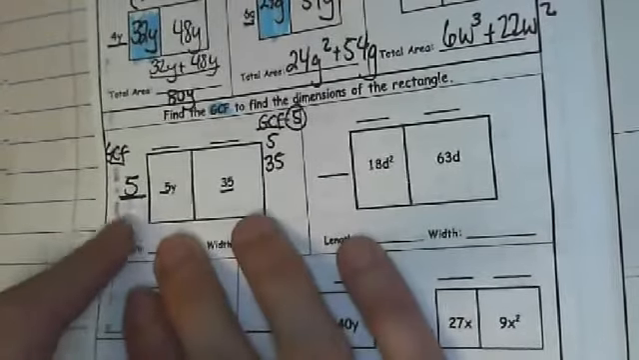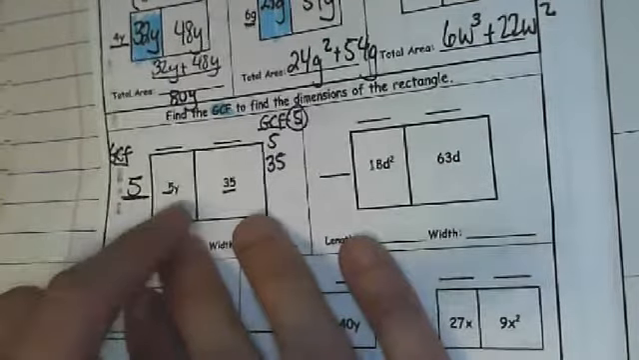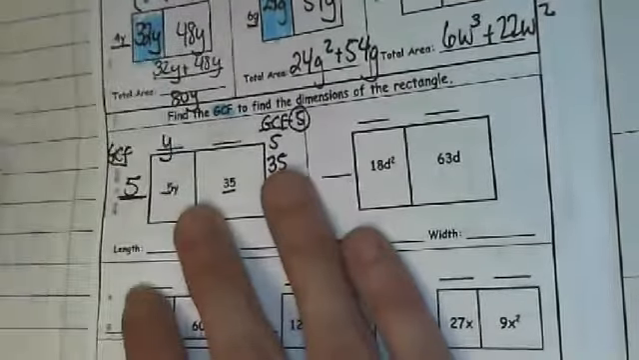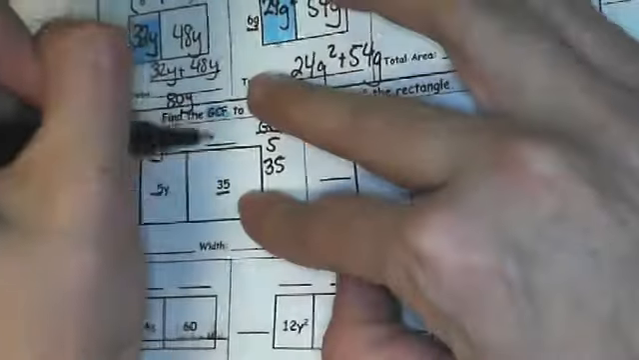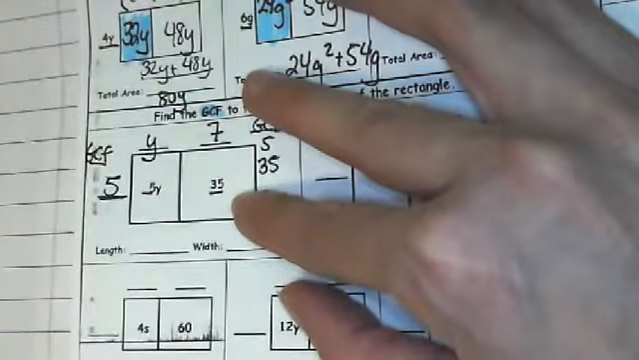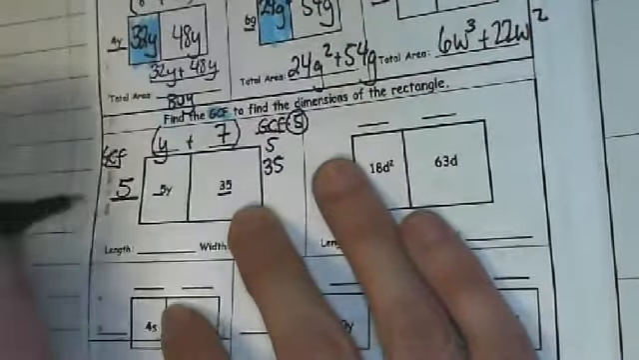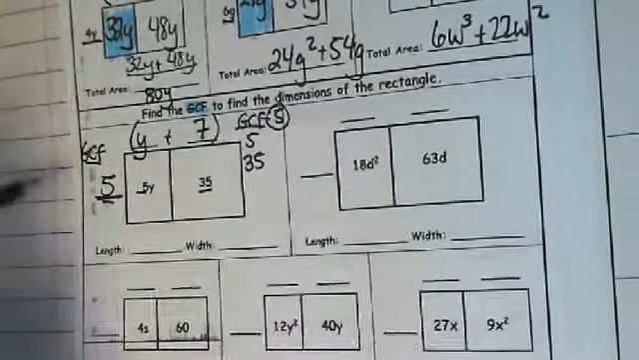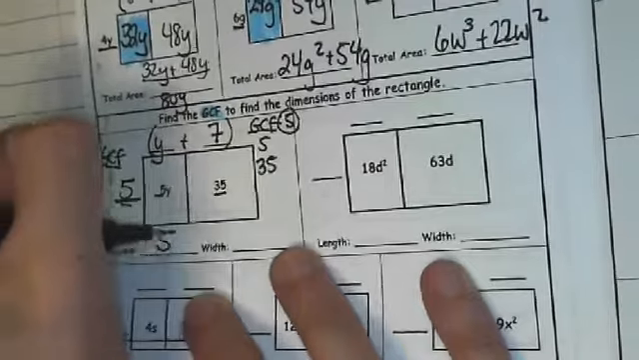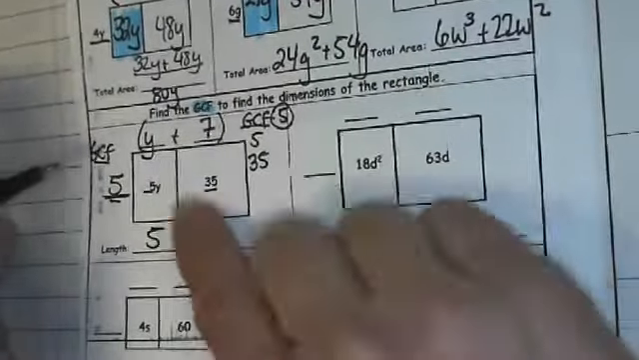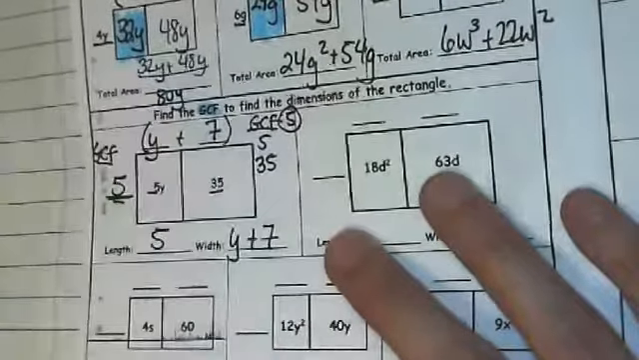So 5 times y is 5y, so you would have to multiply by y. And 5 times what number gives me 35? You would have to multiply by 7. Just like before, this part is my parentheses, and this part is outside my box. So my length would be 5, and y plus 7 would be my width. It doesn't matter which one you put it in. So you're multiplying length times the width.